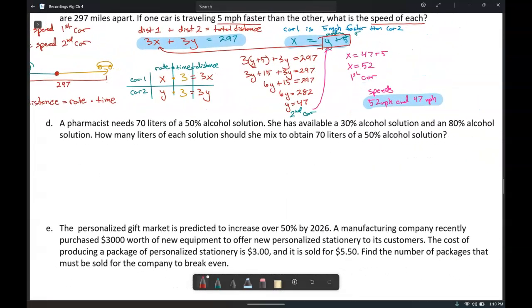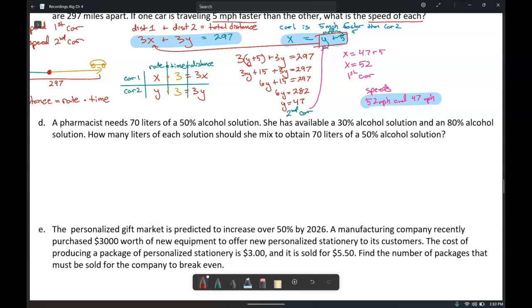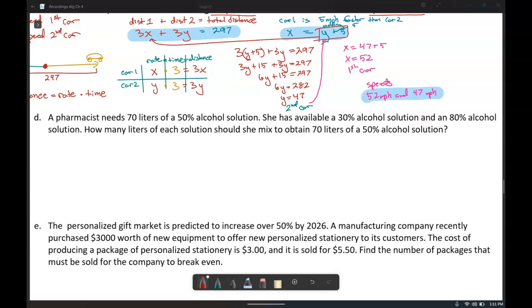Now we're looking at a mixture type problem. Go ahead and pause and take a minute to read about it and think about what our variables would represent. Here we have a mixture problem, and after this I'll throw in a bonus one with another type of mixture problem that you might see.